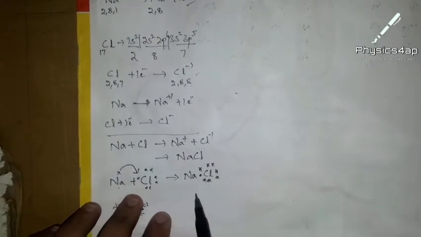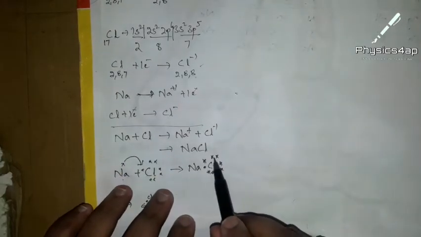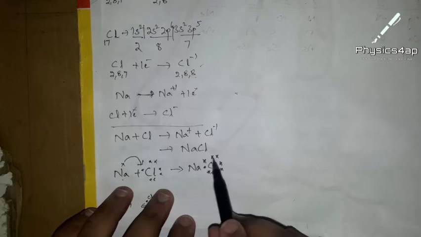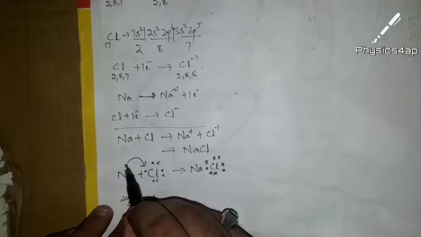Now you can easily understand here the dots which I kept over here belong to the chlorine, and the dot which I kept over here belongs to the sodium. So one electron is being transferred to chlorine. Now this is the dot structure for NaCl.